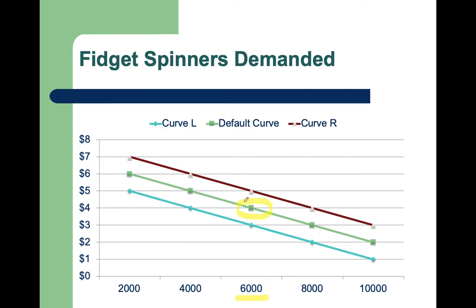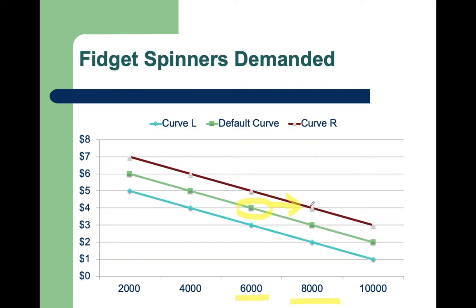So they become a fad. People start posting YouTube videos of them doing fidget spinner tricks or whatever. Now their curve shifts to the right. They become the item that everybody wants to have, and now at $4 a piece, we're selling 8,000.